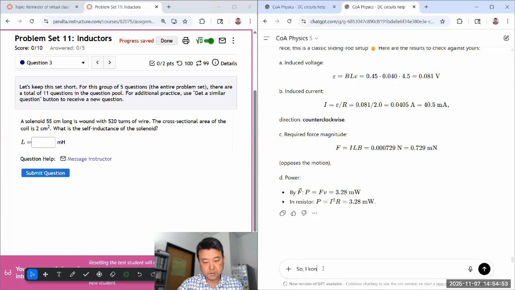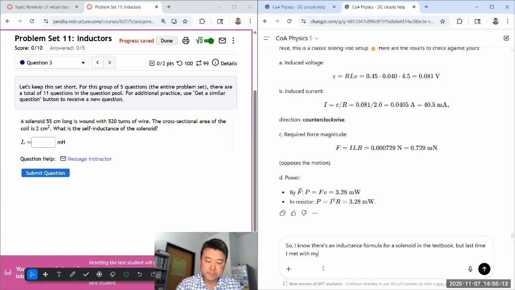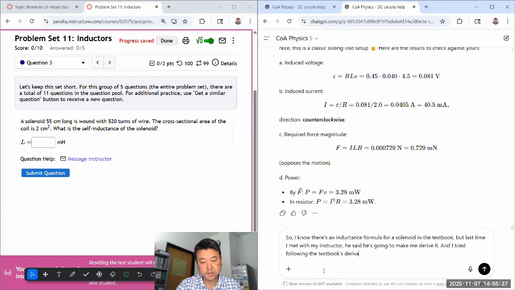So I know there's an inductance formula for a solenoid in the textbook, but last time I met with my instructor, he said he's going to make me derive it. And I tried following the textbook's derivation, but it really doesn't make sense to me. Can you help?